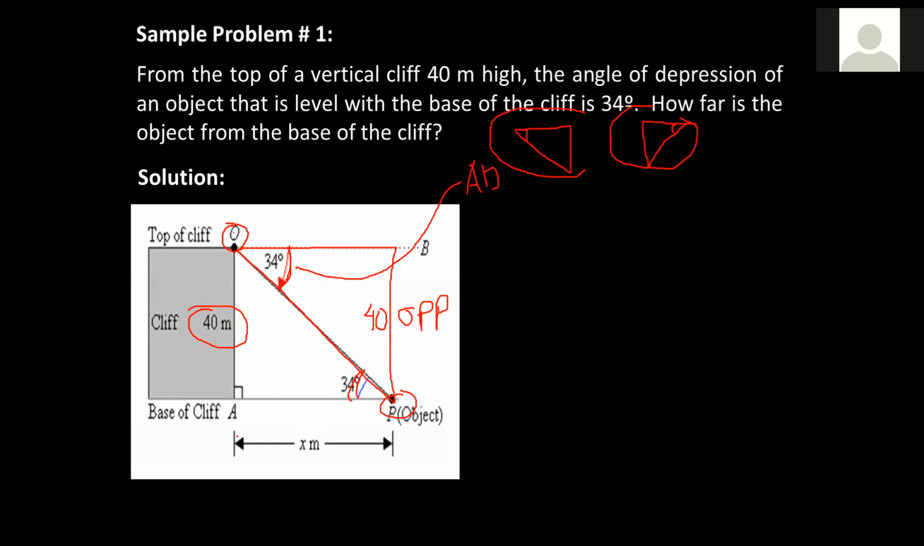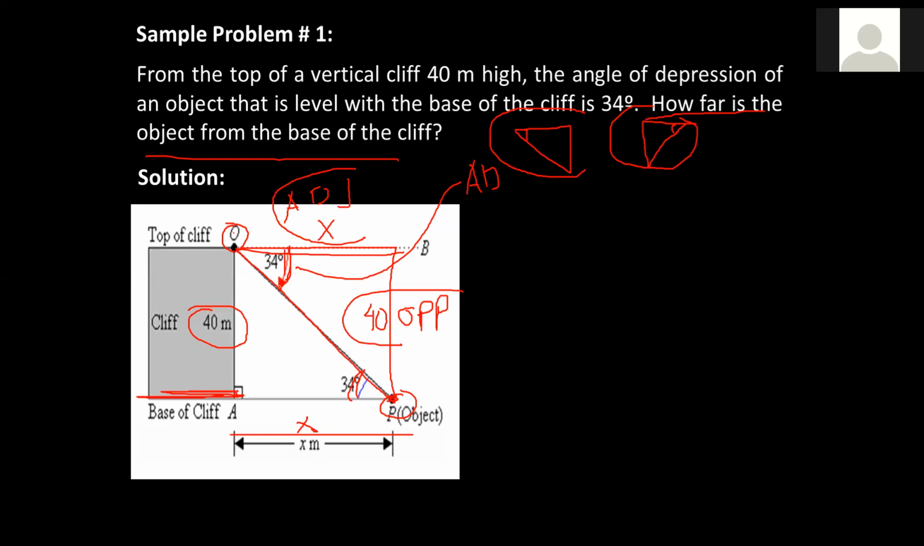And then, ang tanong, how far is the object from the base of the cliff? Ito yung base ng ating cliff. Okay? Gaano daw kalayo yung object sa base ng cliff? So, ito yung ating hinahanap. It is actually the distance x. If this is x, that is also x. And this side is actually our adjacent. Now, tingnan natin, no? Opposite, adjacent, and the reference angle.